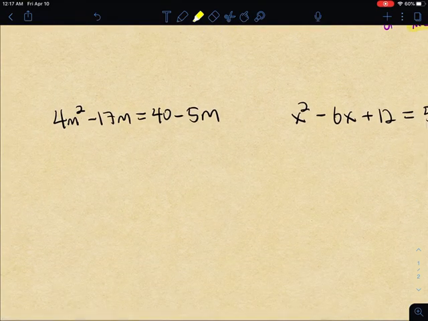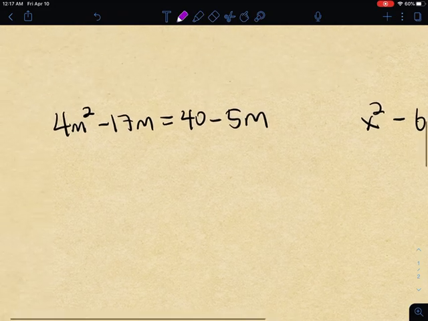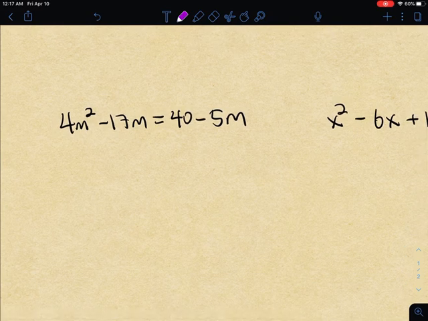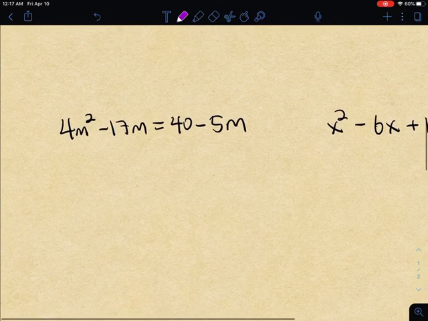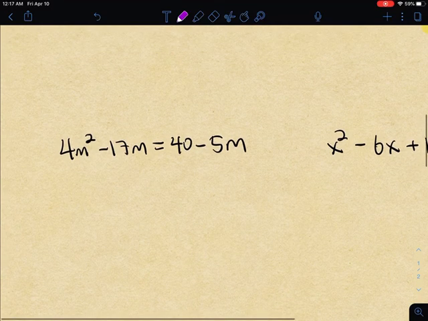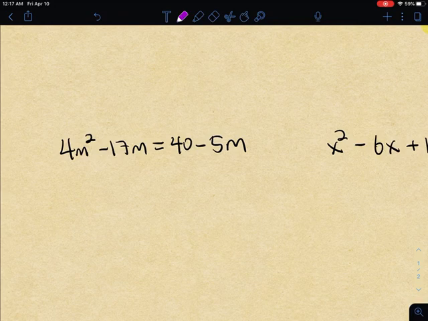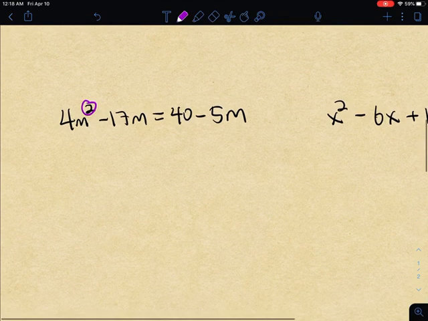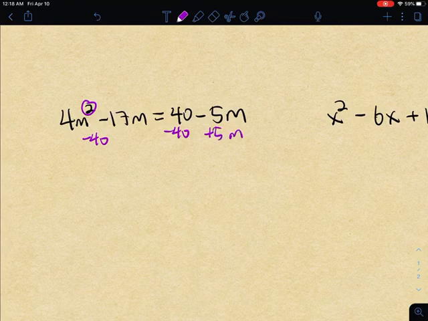Okay, and then just a couple more to do a review of all types of these by factoring. Okay, so now I don't have a 0, right? Both sides have non-zero terms. So what I want to do is make one side equal to 0. Now in this case, we can do either side, but because we have the positive 4m squared on this side, I'm going to move everything to that side. So I'm going to subtract 40 and add 5m to both sides. Okay, so I'm going to get a 0 on the right, which I like.